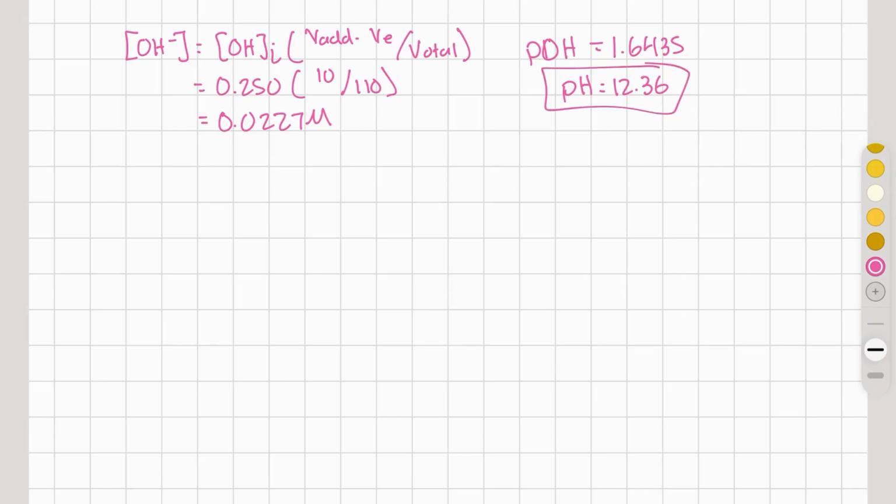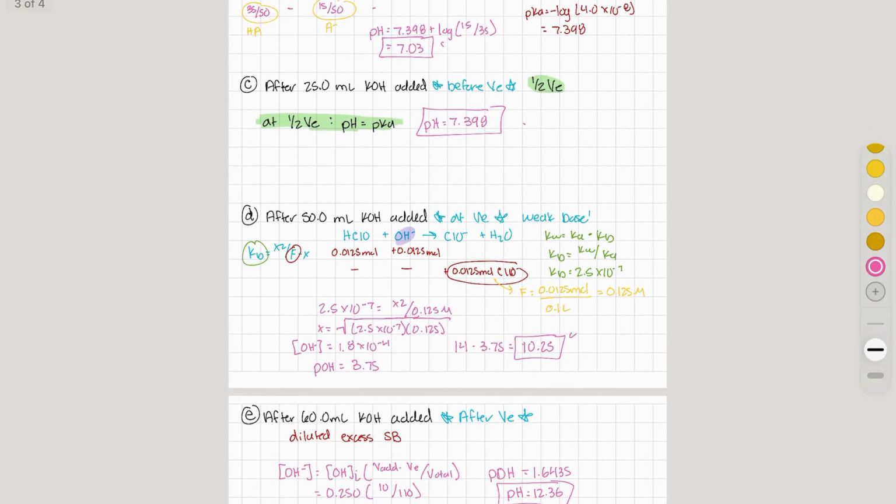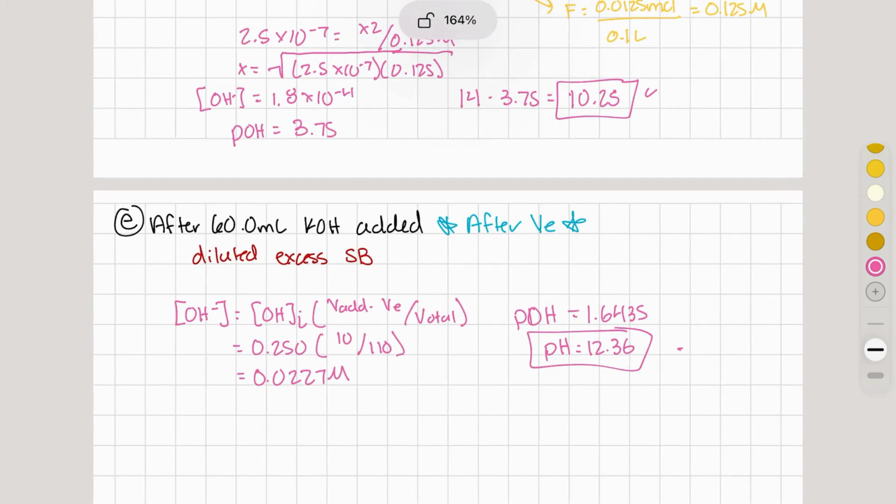All right. So if we look at all of our values, we can see we started at 4 and we got higher along the way. And that makes sense, right? As we're adding that strong base, we should be getting more basic pH.